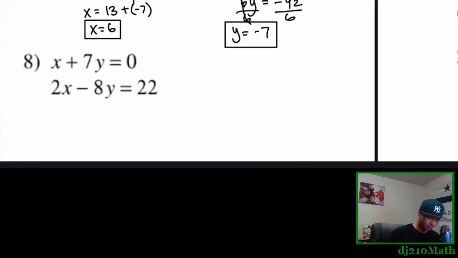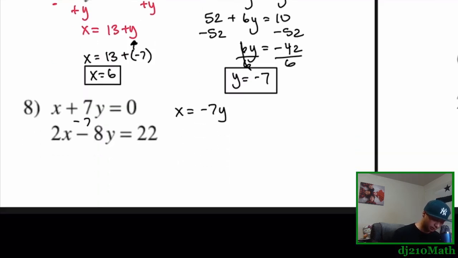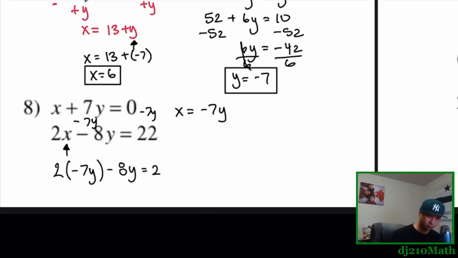Okay, solving the top one for x, because x is the lone variable. So x equals negative 7y, right? What did I do? I subtracted 7y from both sides. And now I'm going to plug in x here. So this is going to be 2 times x, which in this case is negative 7y, minus 8y equals 22.